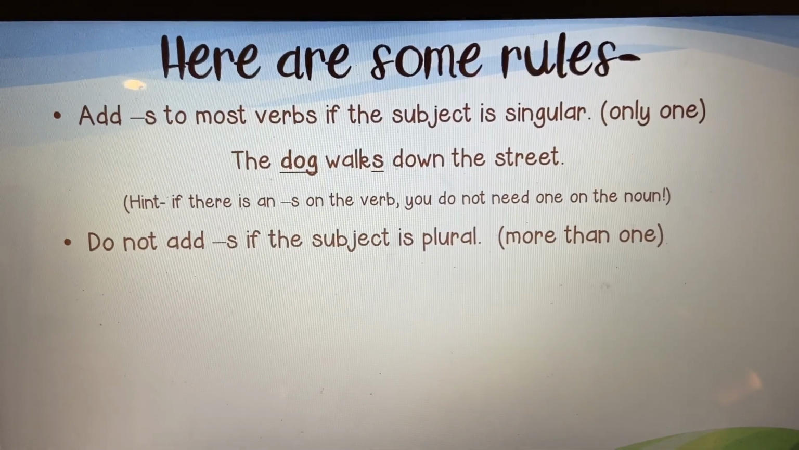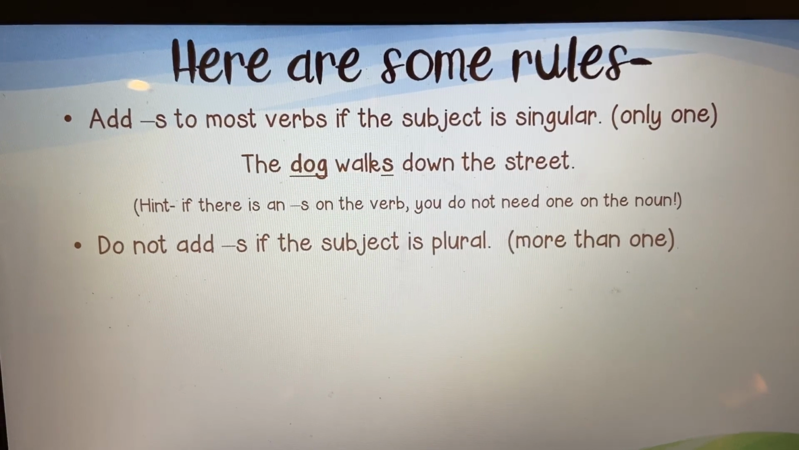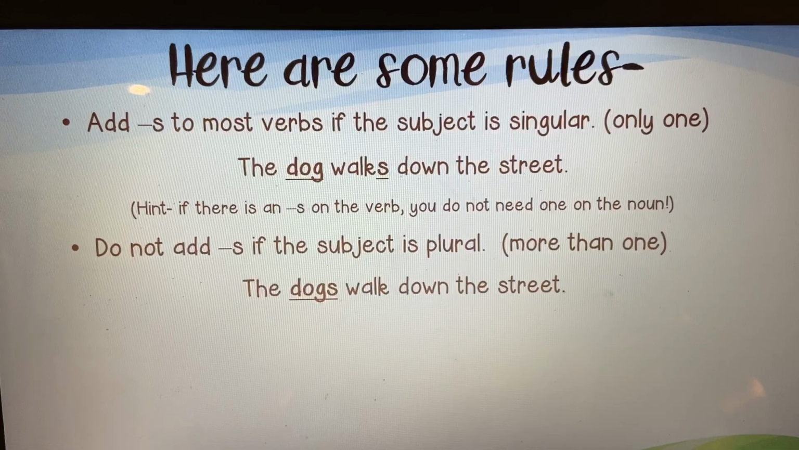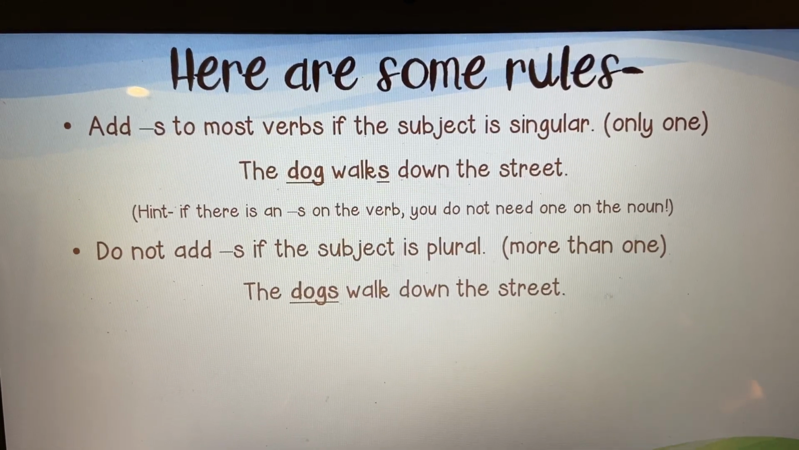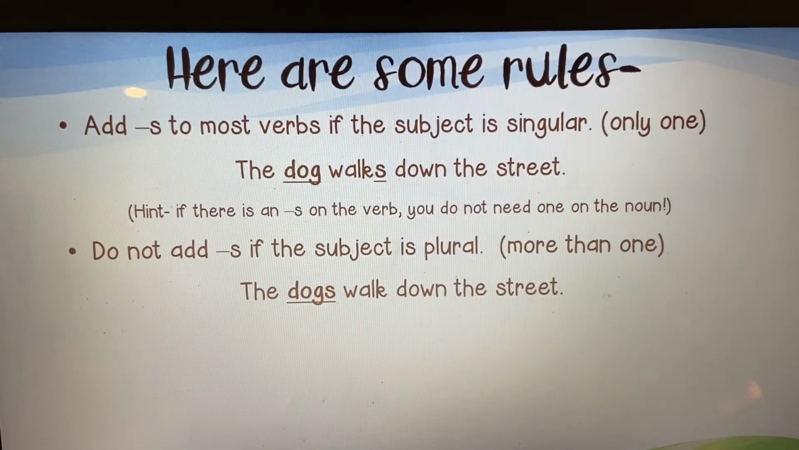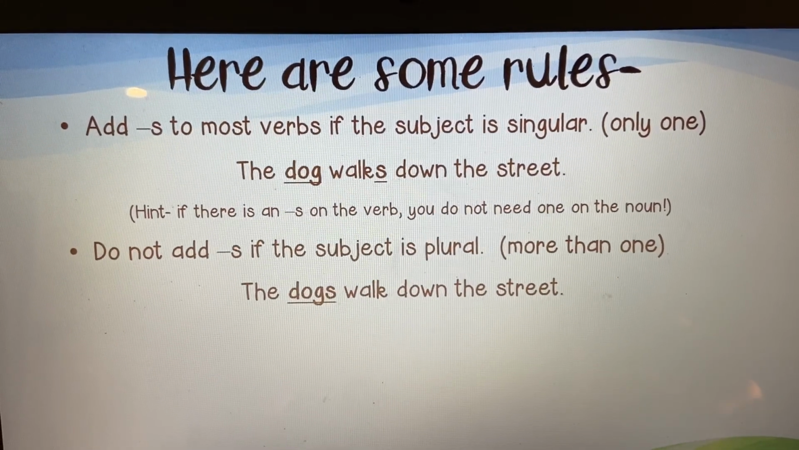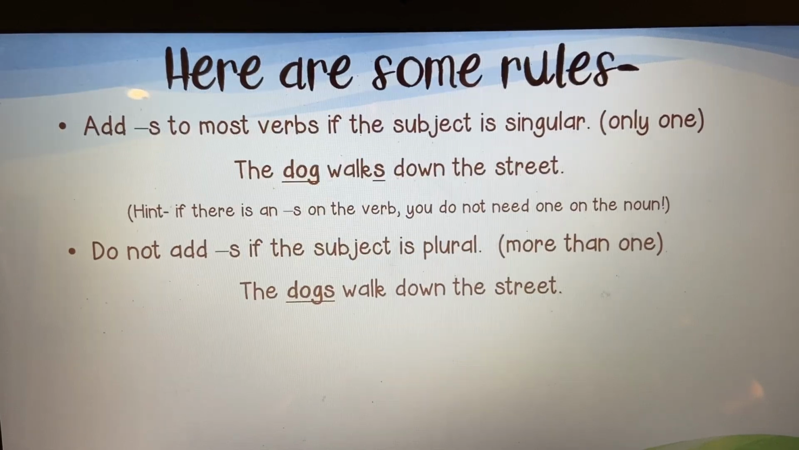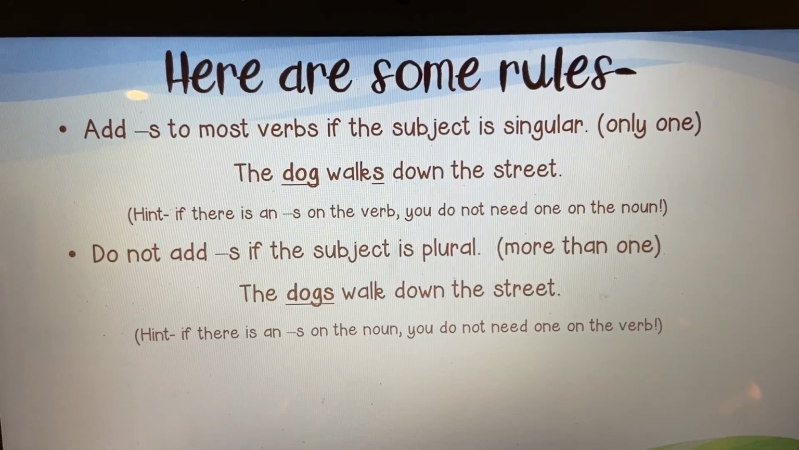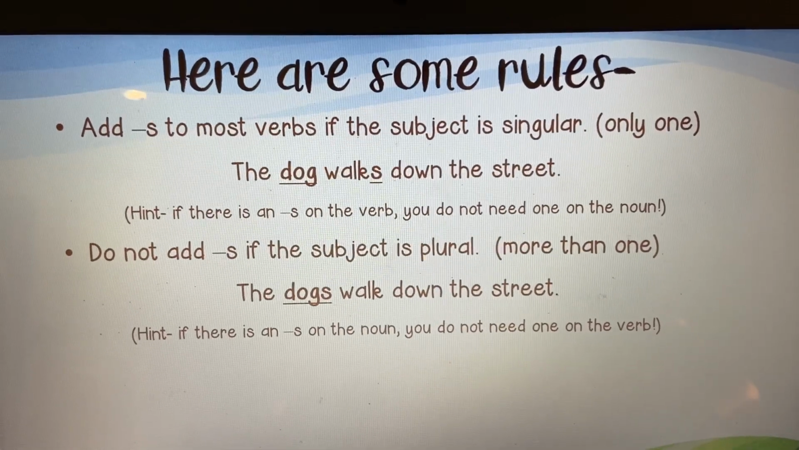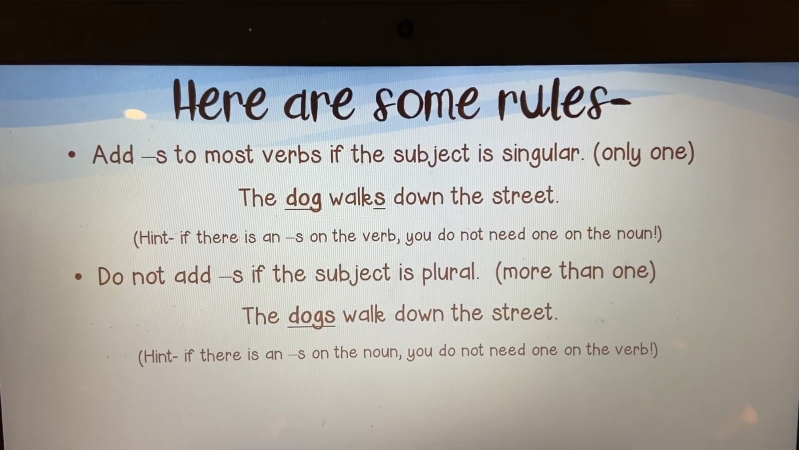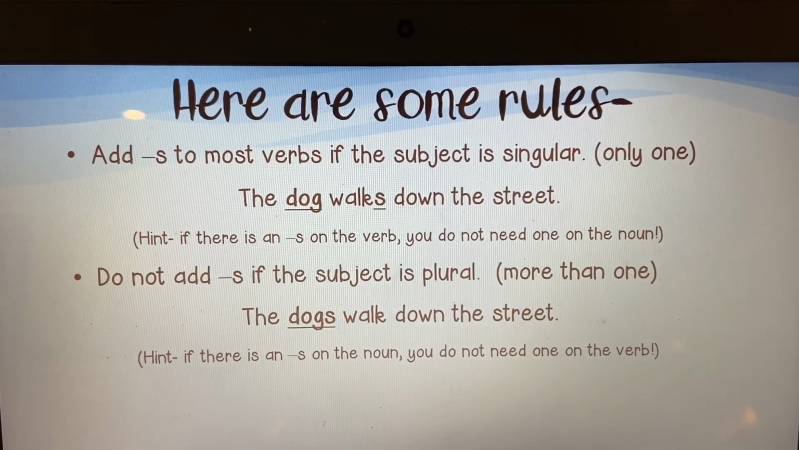All right, so you're not going to add an S if the subject is plural. That's more than one. So the dogs walk down the street. So more than one dog. It already has an S, dogs. So we're going to leave that verb like it is. Dogs walk. So here's another hint, very similar to the first one. If there is an S on the noun, then you don't need one on the verb. So remember that rule of thumb. Both your subject and your verb will not have an S.